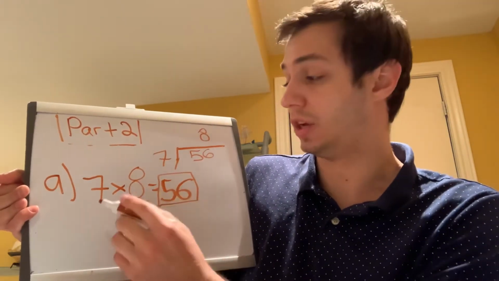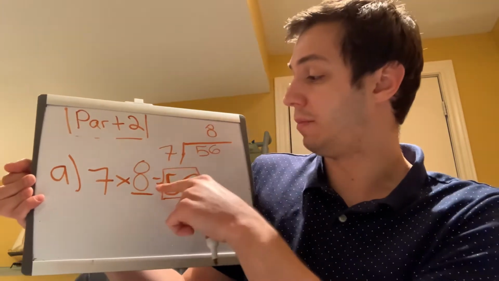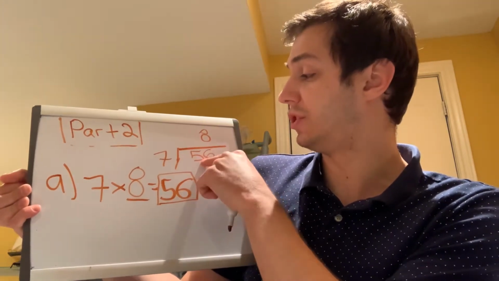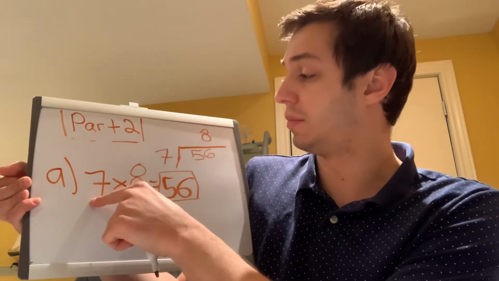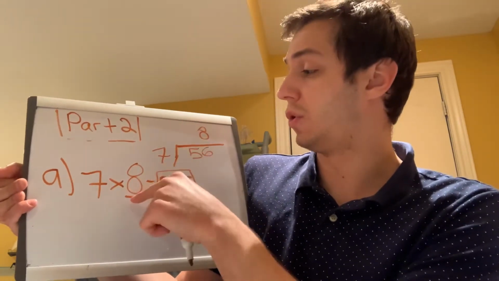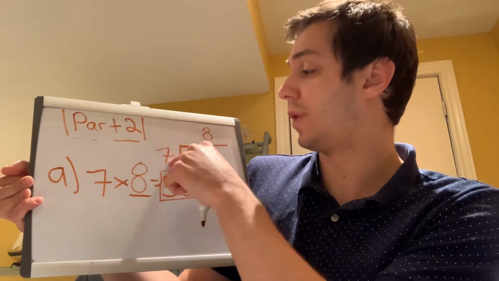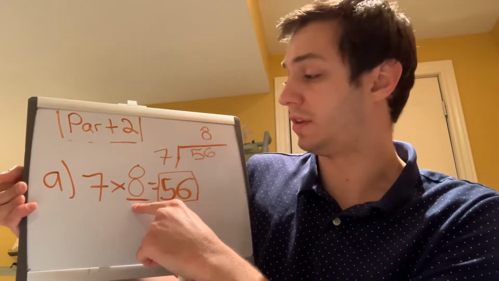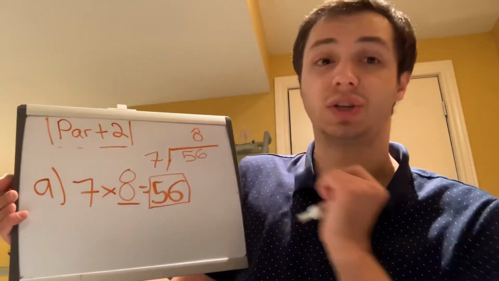So once again, what we need to do for part 2 is first solve for the missing number in the multiplication problem. And then the number that comes after the equal sign will go underneath your division problem. The first number in your multiplication question will go right in front of the division problem. And then the missing number that we tried to find will go right at the top.